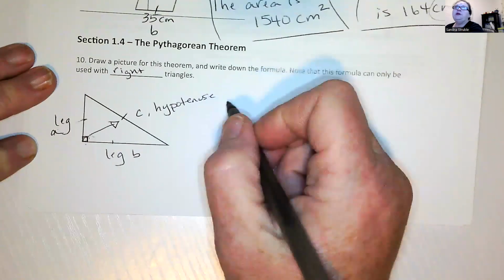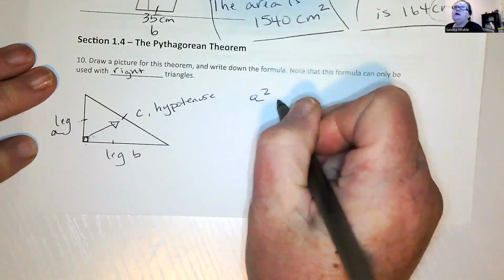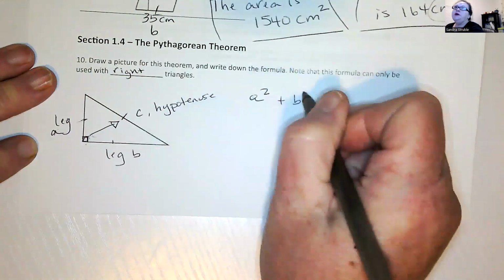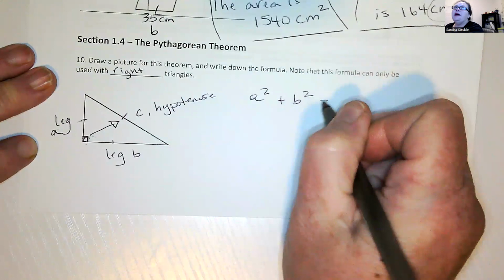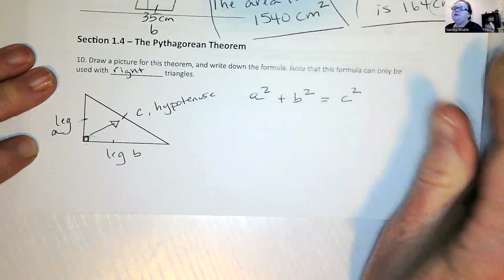The formula for the Pythagorean theorem is just one of the little legs, a squared, plus the other little leg, b squared, and that's equal to the hypotenuse, c squared. All right. Well, let's keep playing.